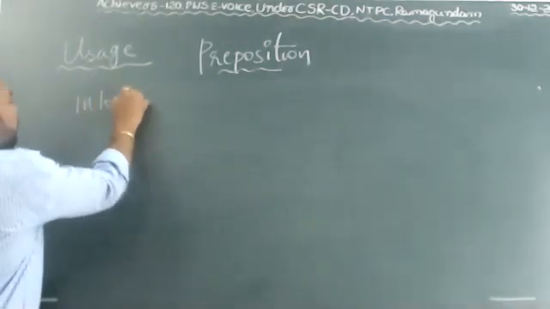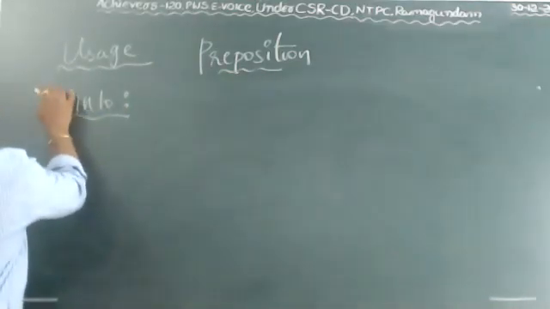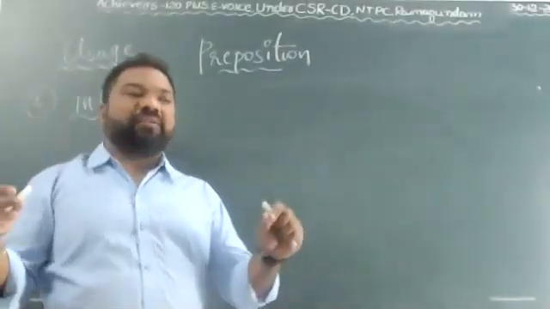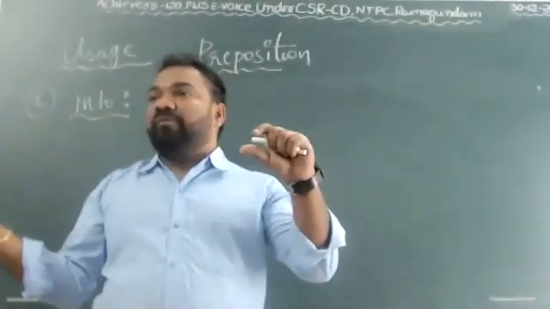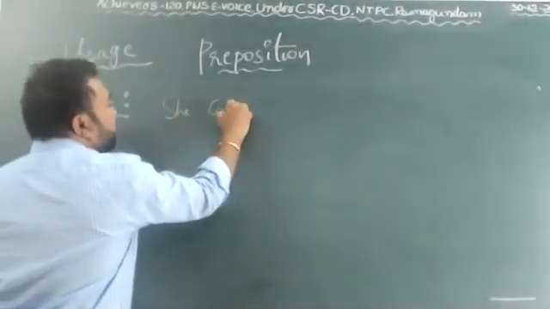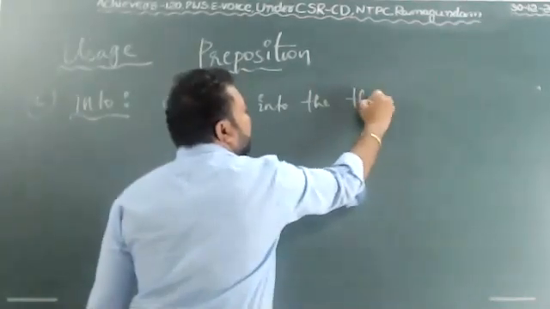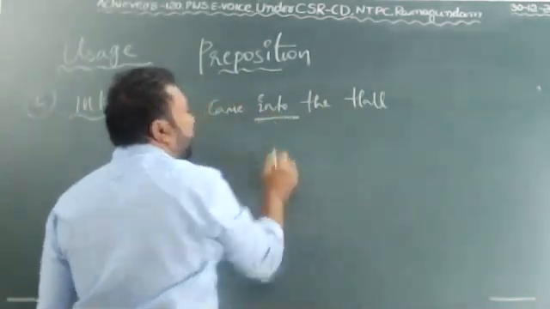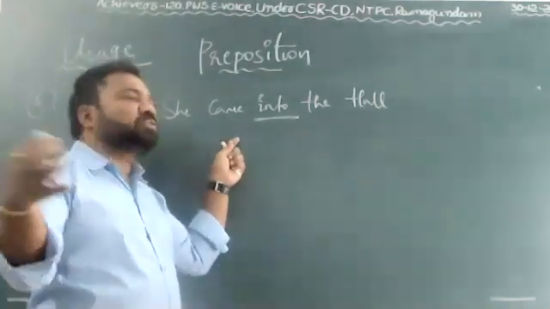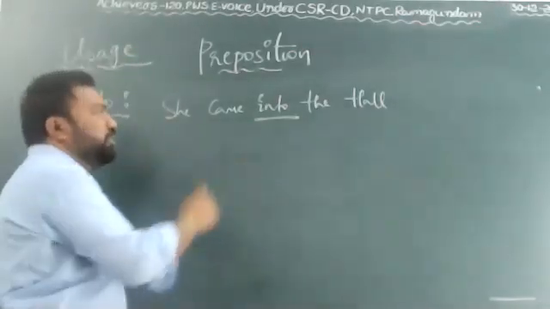Into. When do we have to use "into"? The fourth word, students: into. If a body enters from one place to another place, I'll write one example. She came into the hall. She came into the hall in the sense that she was outside and now she came into the hall. "In the hall" means she's already in the hall. In that way we have to use "into".